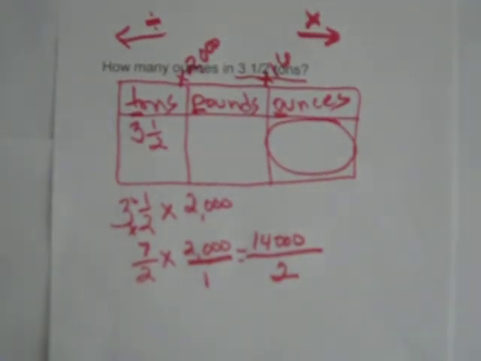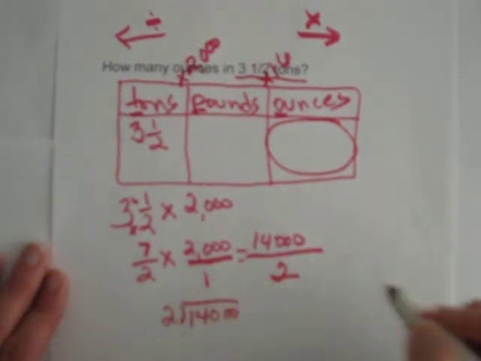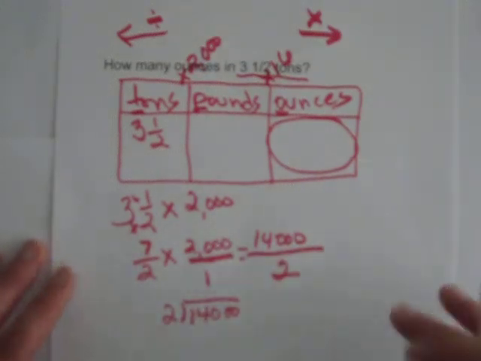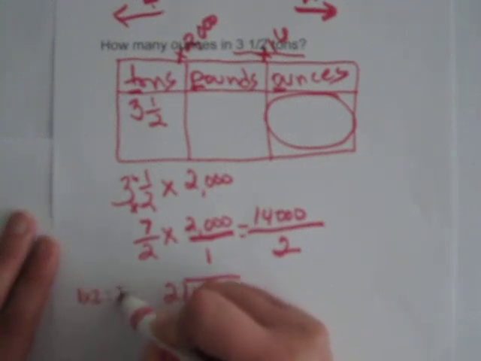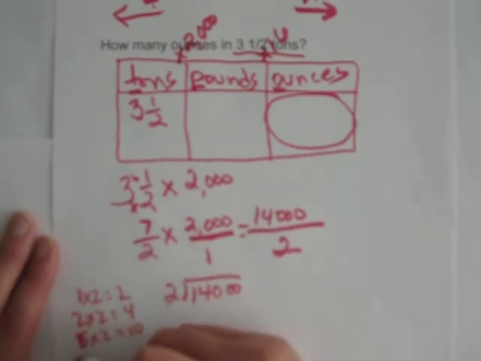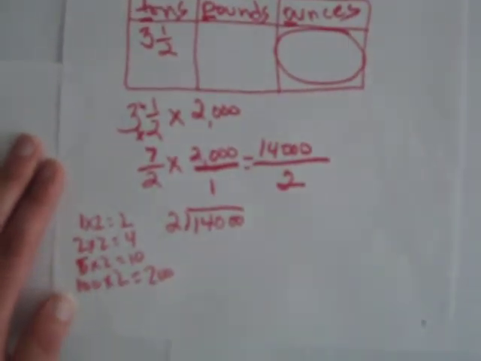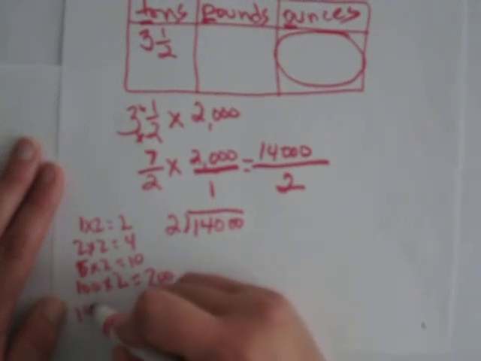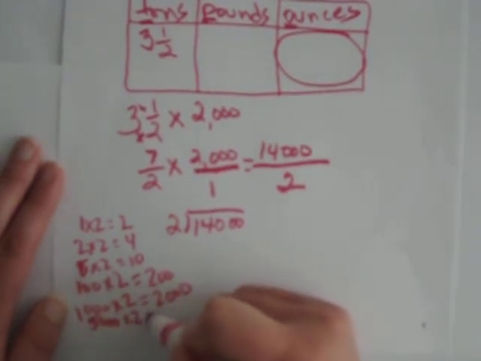Okay. Now we have to do division because we have to reduce this huge improper fraction. So we need to do some division. So we need to write out what we know. Here's our division sentence. And we need to write over here what we know. So we know 1 times 2 is 2. We know 2 times 2 is 4. We know 5 times 2 is 10. We know 100 times 2 is 200. We know 1,000 times 2 is 2,000. We know 5,000 times 2 is 10,000.